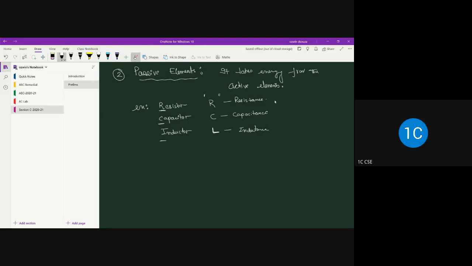Now let us first consider a resistor. This is your passive element. Let us connect this passive element to some active element, say an AC source. This is the passive element and this is the active element. The moment I connect them, there will be a flow of current, and it consumes power. It doesn't give power, it consumes the power, and the power gets wasted in the form of heat.